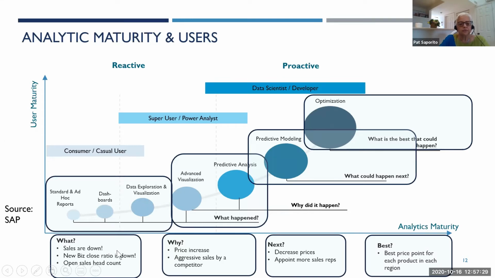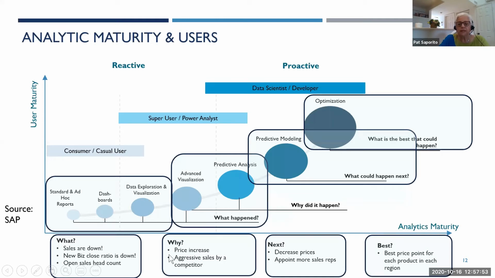Well, new business close rates are down. And we have a large open sales headcount. You don't have to be a rocket scientist to derive some observations from that, right? But some of the why might be because there's a price increase. Some of these might just be coincidental, right?